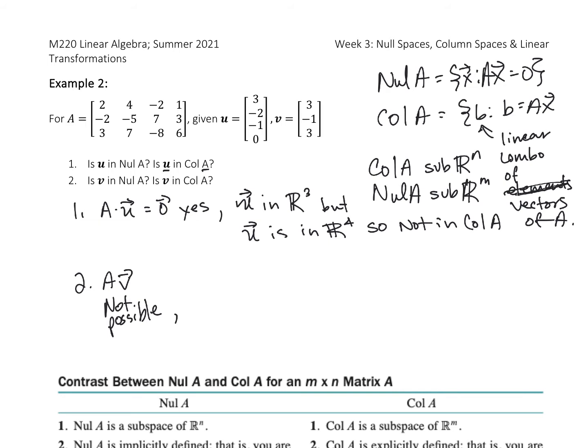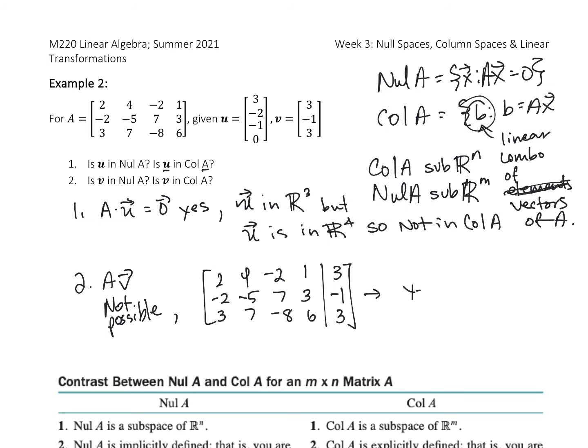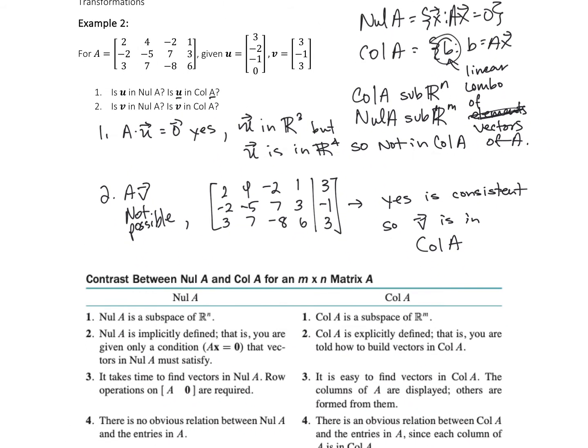And then to figure out if V is in our column space, what we would need to do is take our augmented matrix and make sure that we have a consistent system for the augmented matrix with V. So essentially we're checking to see if this is a b that satisfies this solution. And it turns out that yes, this is consistent. I'll let you verify that for yourself. But yes, this is consistent. So V is in the column space of A.